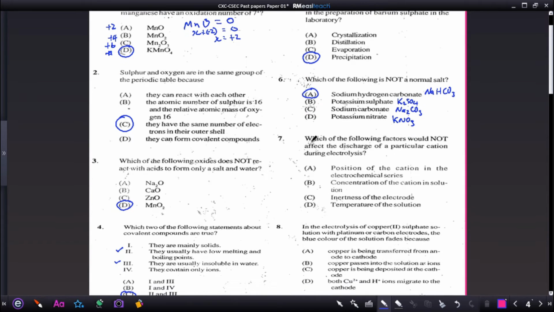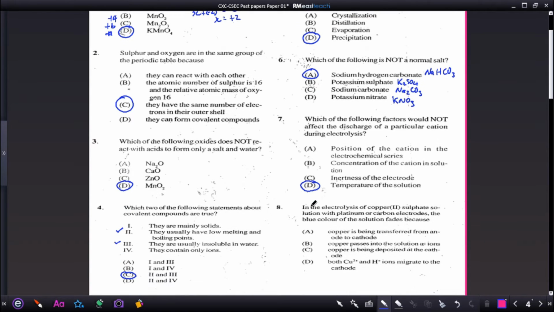Question 7. Which of the following factors would not affect the discharge of a particular cation during electrolysis? Is it A, position of the cation in the electrochemical series? That's a factor. B, the concentration of the cation in the solution? That's definitely a factor. Is it C, inertness of the electrode? The nature of the electrode is also a factor. D, the temperature of the solution? That's not a factor. So the answer for that is D.